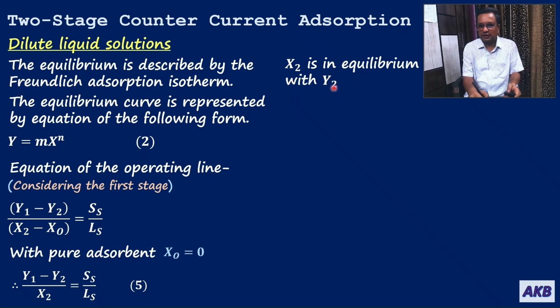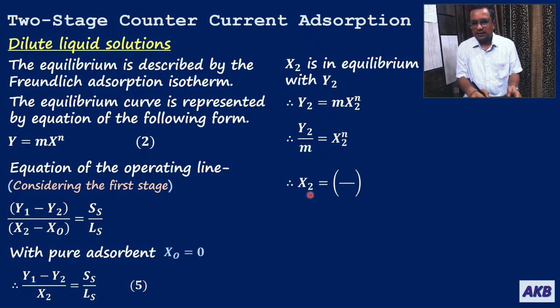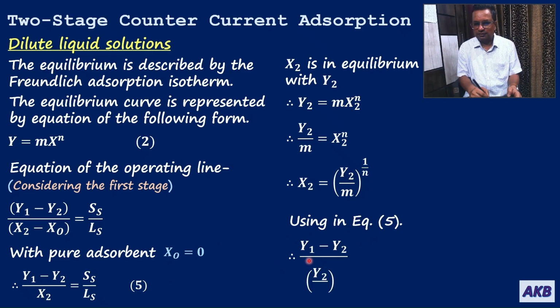Now since X2 is in equilibrium with Y2, they will be related with each other by this equation. So you have capital Y2 is equal to M into capital X2 raised to N, that is Y2 upon M is equal to X2 raised to N. That is, X2 is equal to (Y2 upon M) raised to 1 by N. Now if you use it in equation number 5, you will get capital Y1 minus capital Y2 divided by (capital Y2 by M) raised to 1 by N, that is equal to SS upon LS, and I am calling it equation number 6.